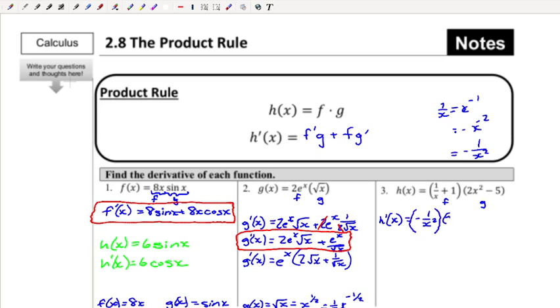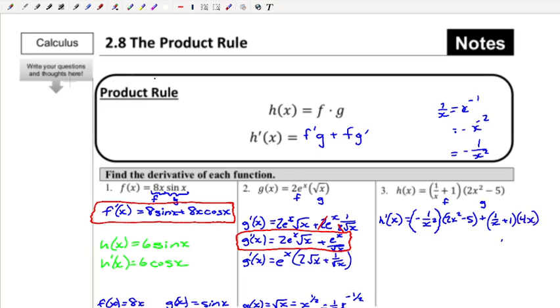Then I just write my g all by itself the same way that it is, plus, now I write my f the way it was, and I take the derivative of g. Well, the derivative of g, that's easy to see. Bring the 2 down. This gives me a 4x, and the derivative of 5, again, just disappears.